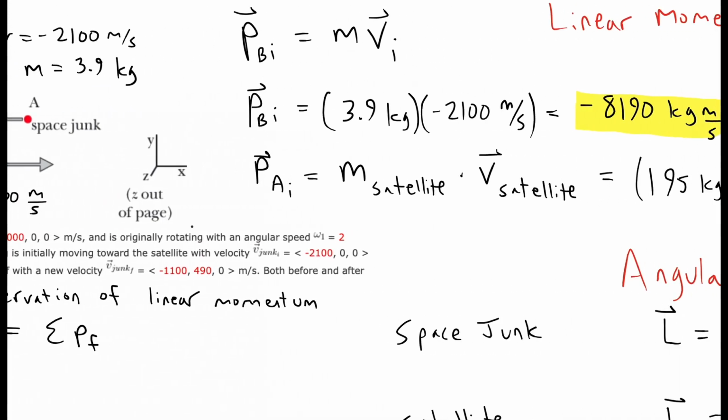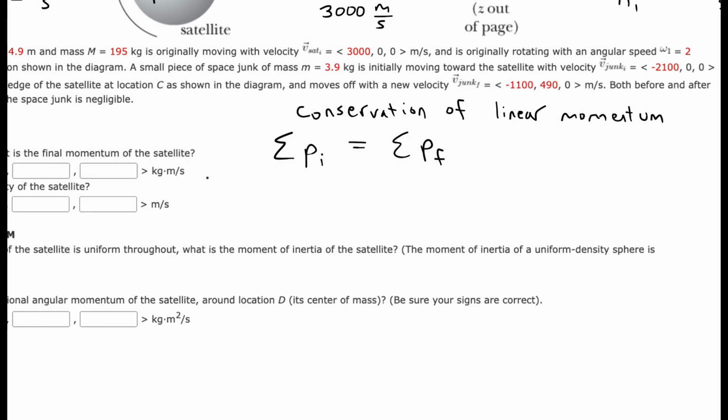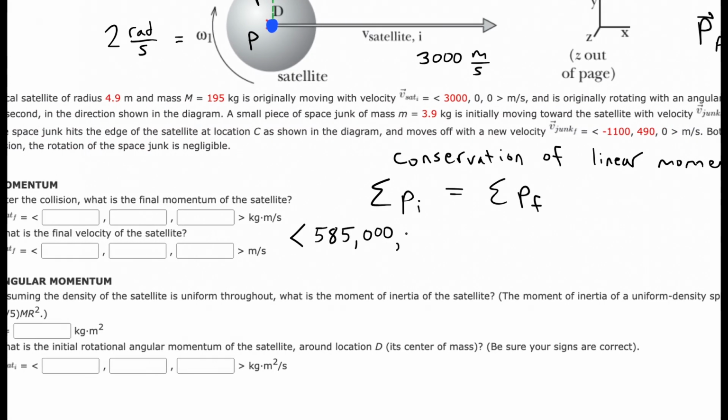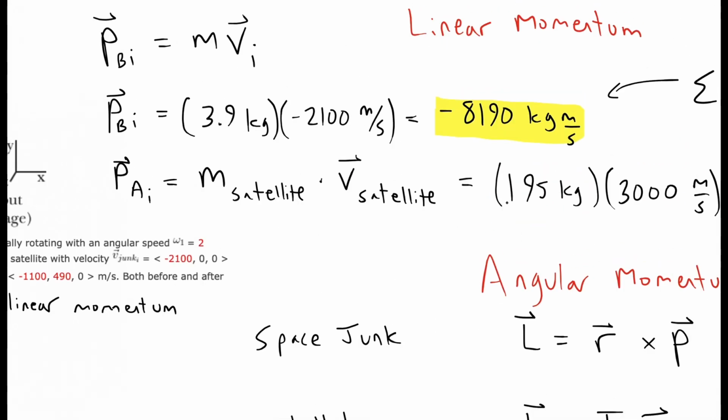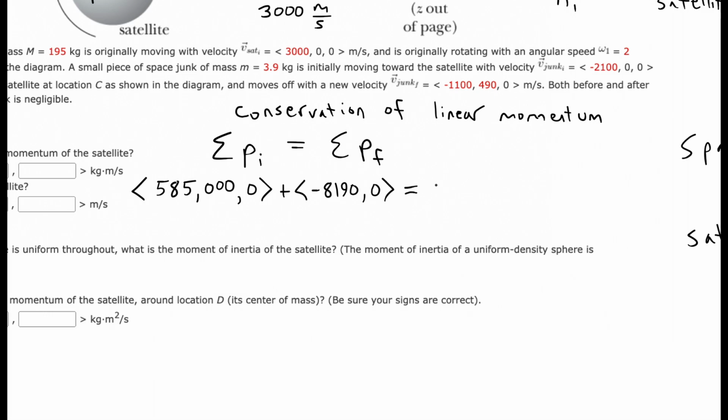Alright, so I would do it personally in component form. Let's say our satellite was moving with 585,000 and a y component of 0, and then our junk was moving with negative 8190 and a y component of 0. So they're both moving in the x dimension initially, and that's all the linear momentum that we have at the start. Now we have to set that equal to the final momentum. So this was the satellite and this was the junk.